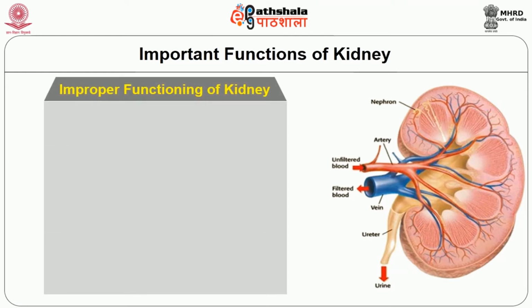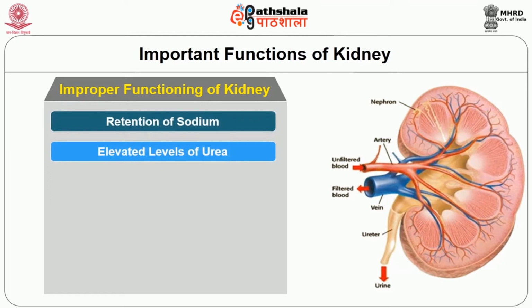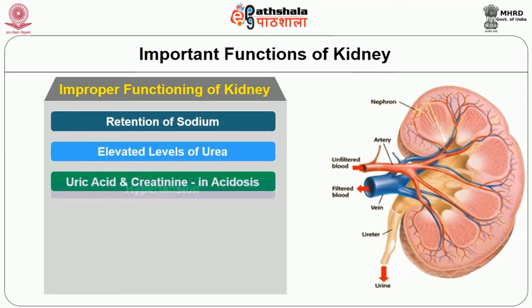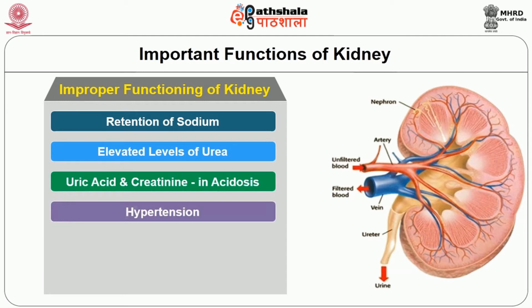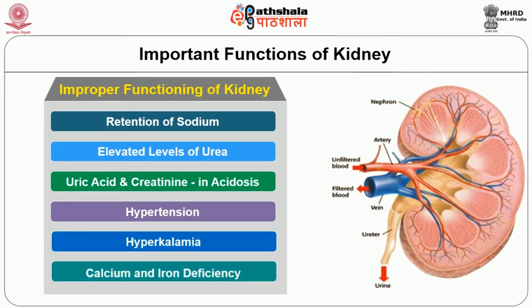Therefore, remember that an improper functioning of kidney leads to retention of sodium, elevated levels of urea, uric acid, and creatinine, resulting in acidosis, hypertension, hyperkalemia, calcium, and iron deficiency.